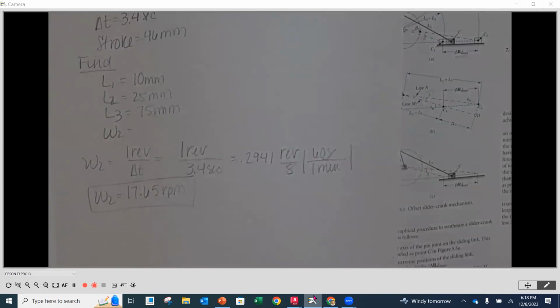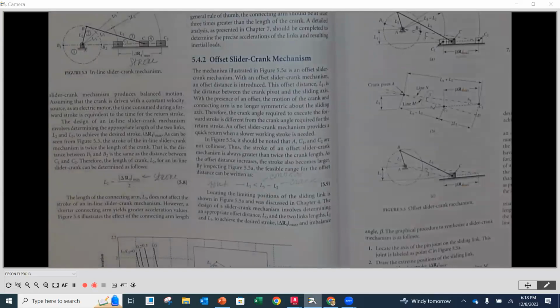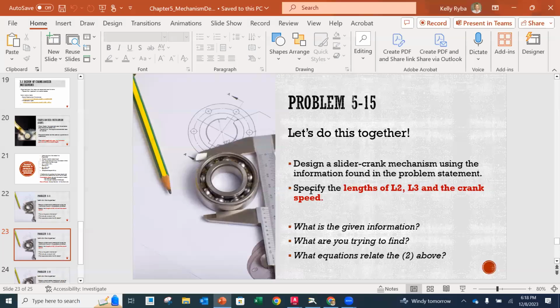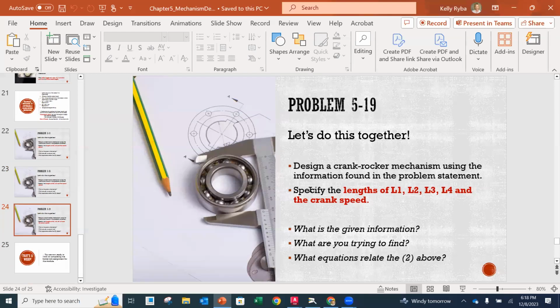Any questions? All right. Now, the last problem that we have is going to be problem number 519. And this is a crank rocker mechanism. Now, for this one, we need to specify the same values that we had. So let's look at what we've got here.